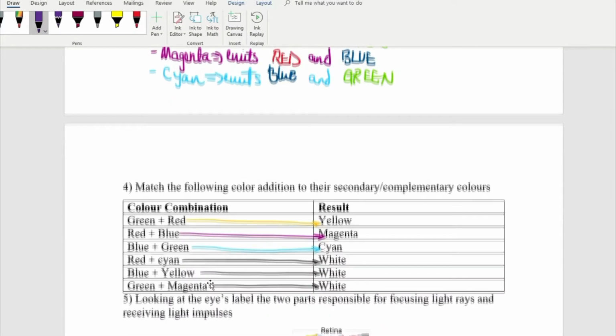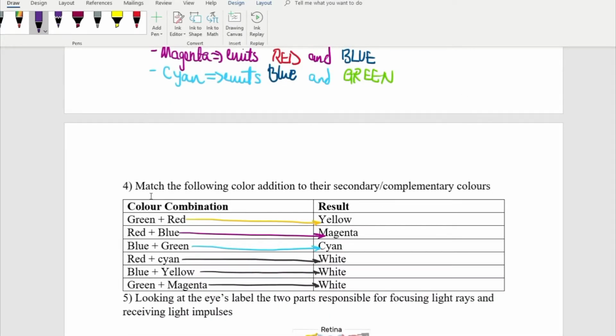Now going to number 4, which is matching the following color addition to the secondary complementary colors. What we have is green plus red, which gives yellow, red plus blue gives magenta, and finally blue plus green gives cyan. These colors on the left side are a combination of primary colors of luminous objects, and they give secondary colors of luminous objects.